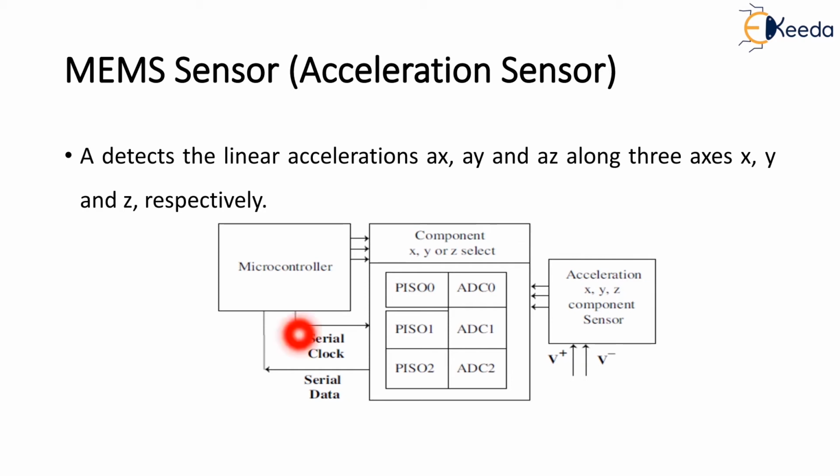So based on the input from the acceleration components, the sensors, there is a signal conditioning unit and ADC, analog-to-digital conversion, and then a microcontroller, which has a serial clock and serial data. So that is serial communication.